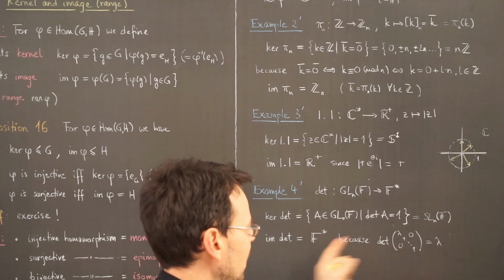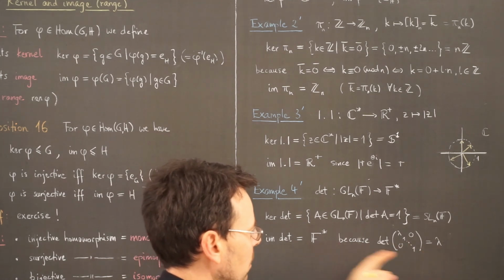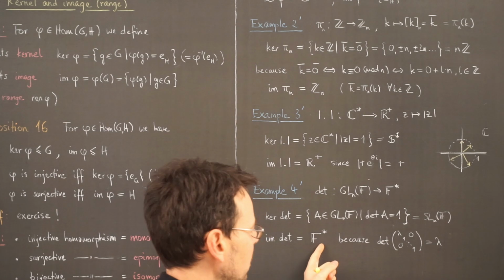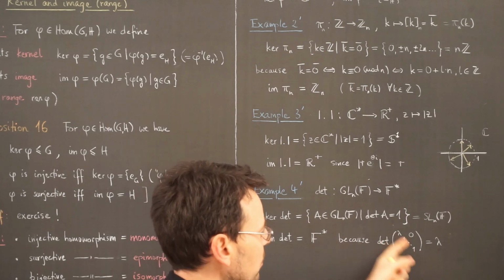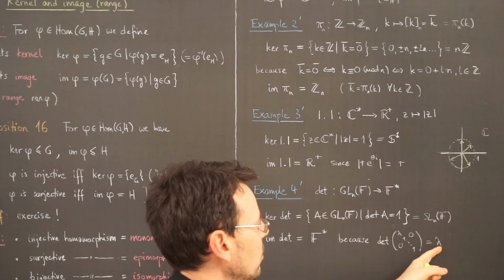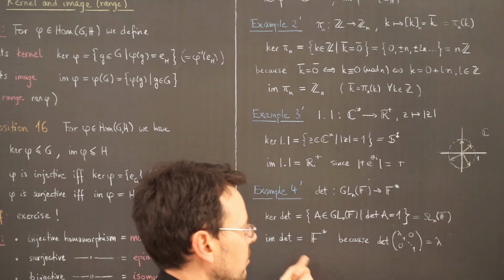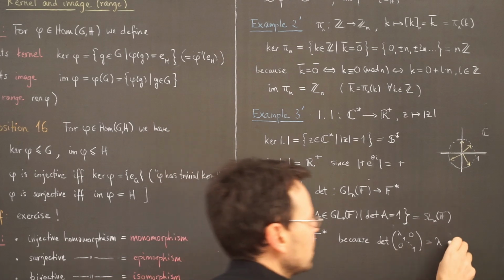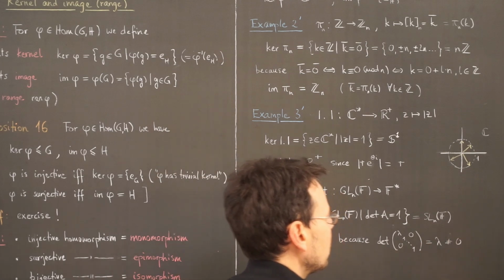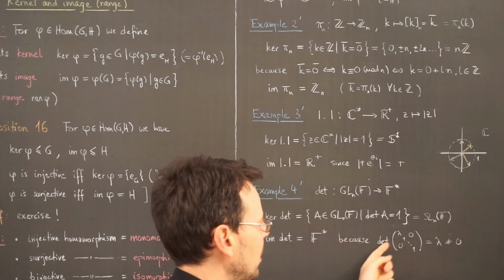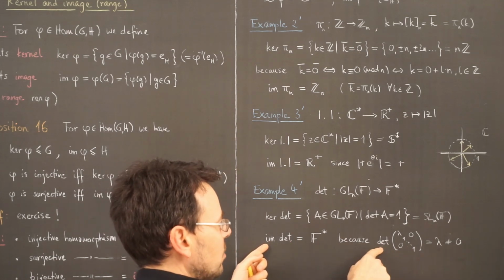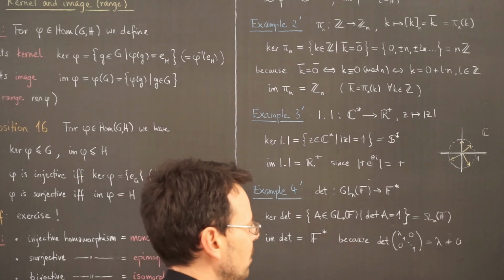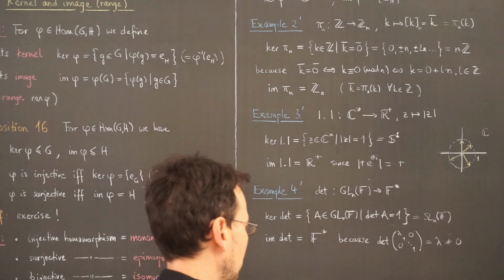Because if I have any non-zero element lambda of F star, the multiplicative group of the field, then this matrix here clearly has determinant lambda. Okay, this is an invertible matrix, if lambda is not 0, having lambda as a determinant, and this exactly means that lambda lies in the image of det. So we have surjectivity.